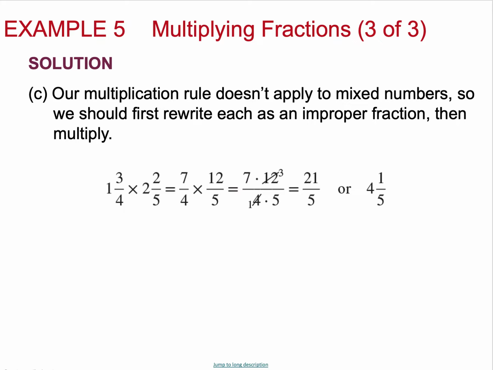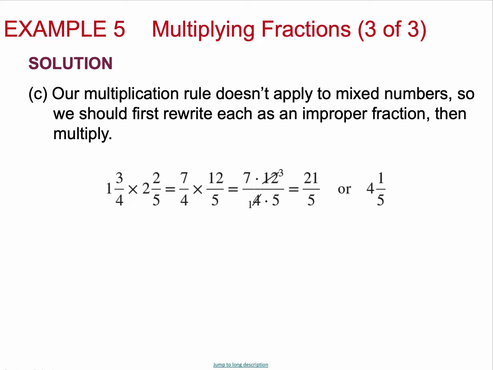This example is a bit trickier because I have some mixed numbers that I'm multiplying. And we don't actually want to multiply mixed numbers. It gets to be very tricky. So we want to convert 1 3/4 and 2 2/5 into improper fractions. So I'm going to do 4 times 1 plus 3, which is 7, over my original denominator, 5 times 2 plus 2 over my original denominator. Now when I multiply this, I get 7 times 12 over 4 times 5, and I can reduce the 12 and the 4 to get 21 over 5.